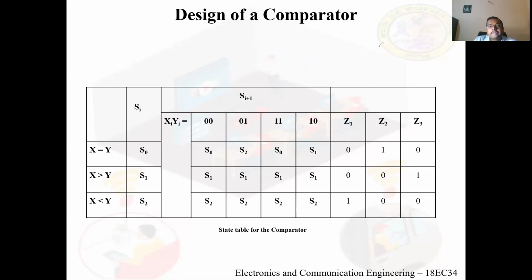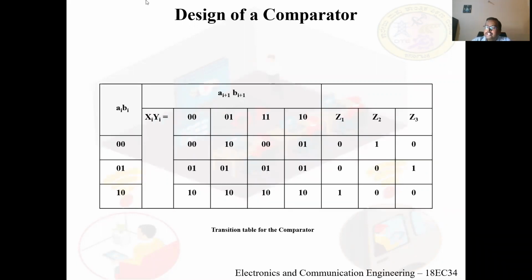Now we have prepared this state table. Now for this table, we'll come up with the corresponding transition table. In order to come up with a transition table, how many states do we have here? We have 3 states, S0, S1 and S2. Since there are 3 states, there are 2 intercell signals, and those intercell signals are designated as AI, BI. And we replace S0, S1 and S2 with 0, 0, 0, 1 and 1, 0.